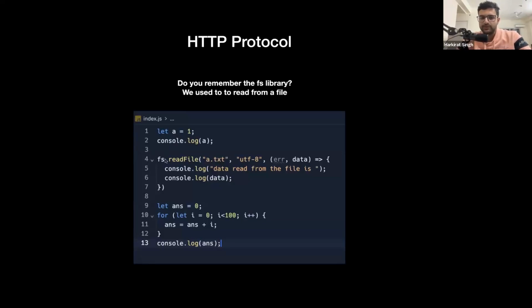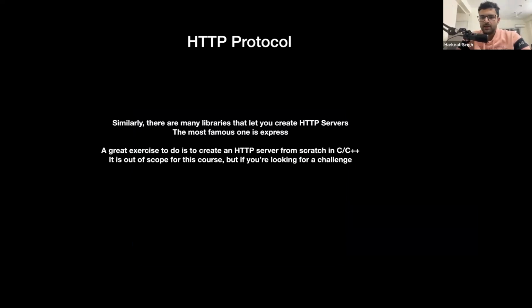What was the goal of this FS library? It was to give me a file, give me the encoding that you want the answer in, and I will eventually call this callback when I'm able to read the contents of the file. Similarly, there are many libraries that let you create an HTTP server, so you don't have to create it from scratch. The most famous one is Express. This is slowly losing its appeal, and Next.js is becoming popular for backend. But Express is the first one to kick things off.